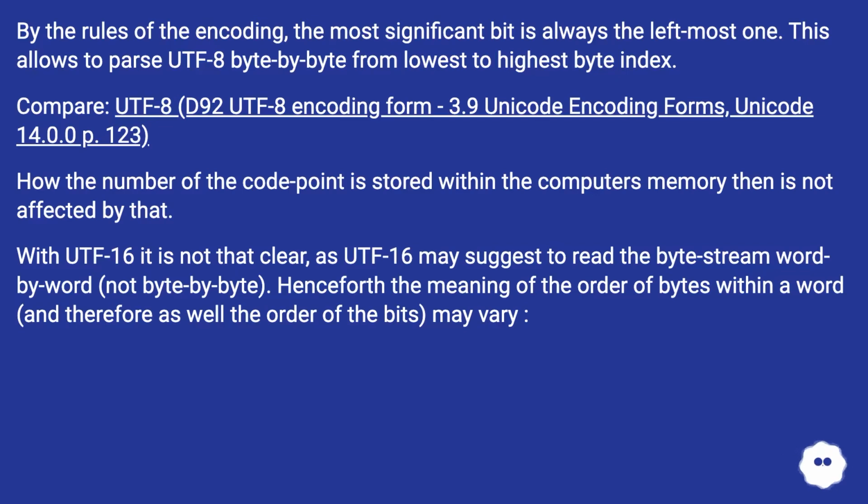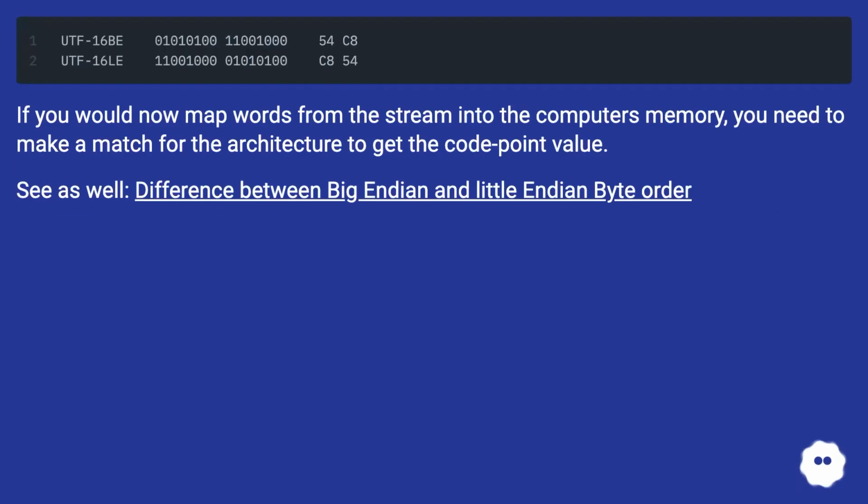With UTF-16 it is not that clear, as UTF-16 may suggest to read the byte stream word by word, not byte by byte. Hence the meaning of the order of bytes within a word, and therefore as well the order of the bits, may vary. If you would now map words from the stream into the computer's memory, you need to make a match for the architecture to get the code point value. See as well, difference between big endian and little endian byte order.